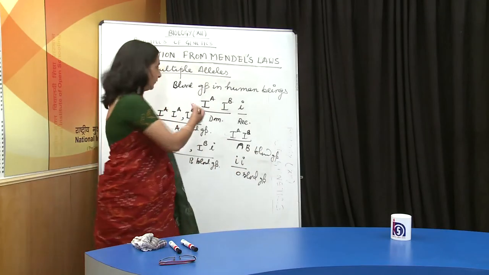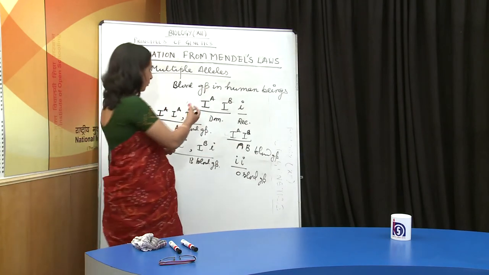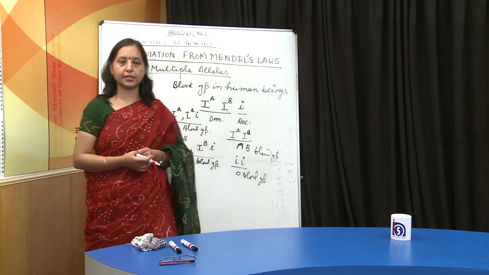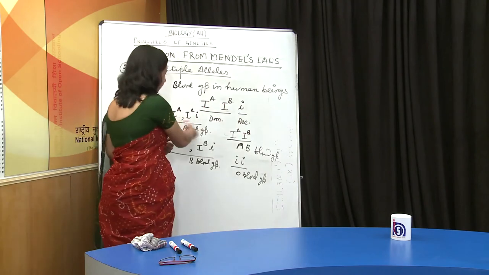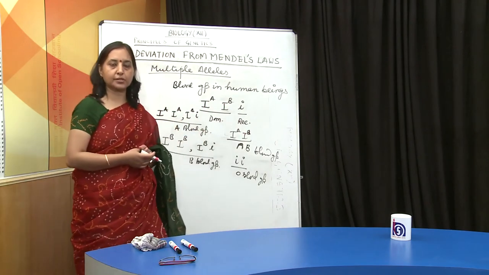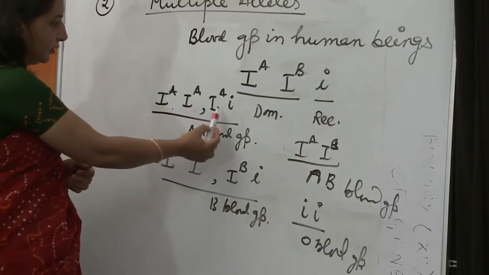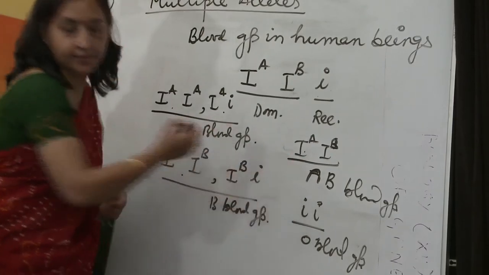Now here, we can see the same character, that is the blood group, is controlled by three different alleles instead of two as postulated by Mendel. And as a result, there are six combinations or six genotypes possible in the progeny. This is 1, 2, 3, 4, 5, and 6.